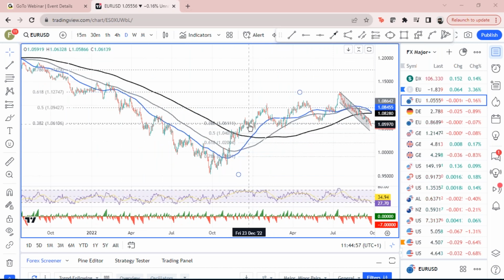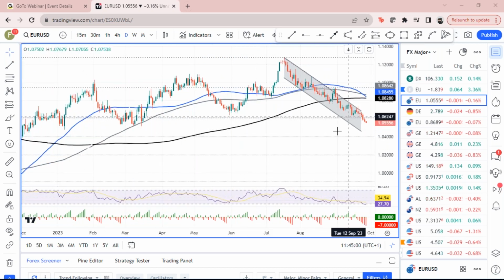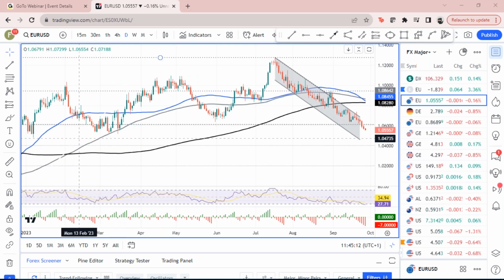Which is a long-term fib level and a near-term one as well, around 106. So broken down through that. So now we're down to potentially these March lows, which are around 105.20 and below. So that is next major support for the euro, but not looking good at the moment.